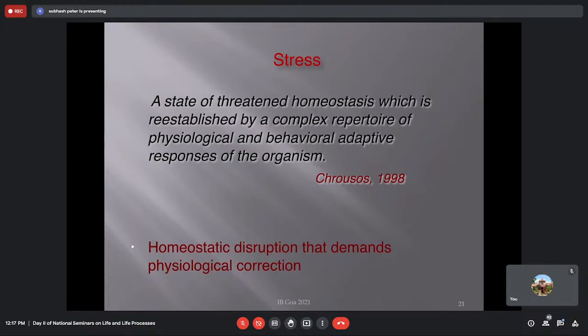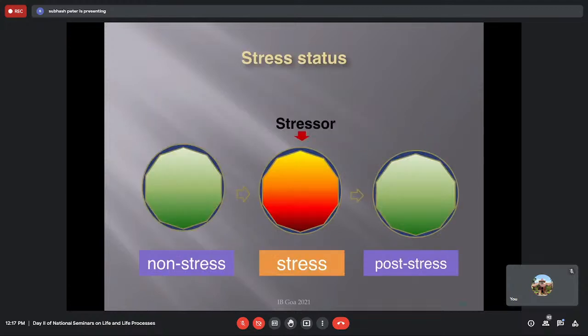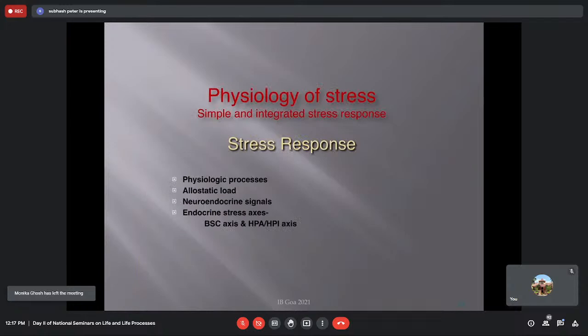This is nothing but stress is a state of homeostatic disruption, and that demands some kind of physiological correction. So this is a simple picture where we have a non-stress state, and as a result of a stressor of any sort, the organism or life form gets stressed, and when time permits, it goes back to normality post-stress. So lots of physiological processes are affected and induce the stress response. This is nothing but the physiological reactions to the stressor.